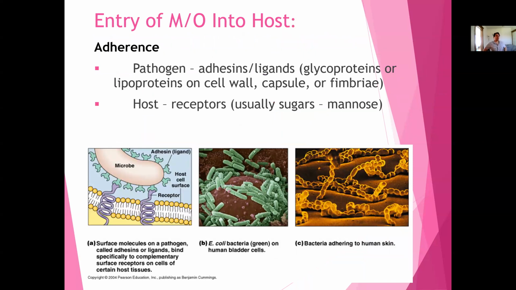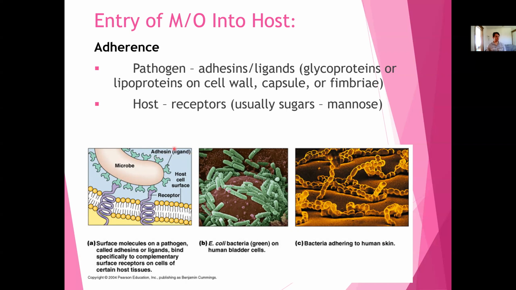So something else that we're going to chat about here is adherence. Almost all pathogens have some form of attaching themselves to host tissues at their portal of entry. For most pathogens, this attachment is called adherence or adhesion, and it's a necessary step in pathogenicity. The attachment between a pathogen and a host is accomplished by means of surface molecules on the pathogen called adhesins or ligands that bind specifically to complementary surface receptors on the cells and certain host tissues.